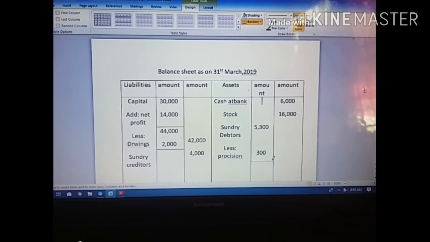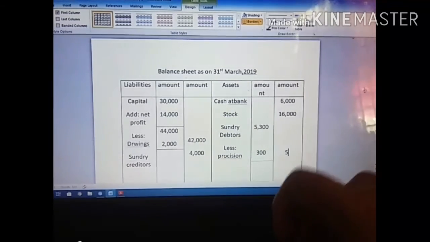After making the adjustment only, it shows the true and fair value of assets and liabilities. Otherwise we would think debtor is 5,300, but the actual value is 5,000, because 300 we never get back from the debtor. So these adjustments we have to make on the asset side. So 5,000 we have to show on the outer column. 5,300 minus 300, so 5,000 we have to show.